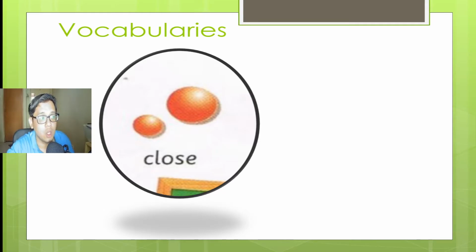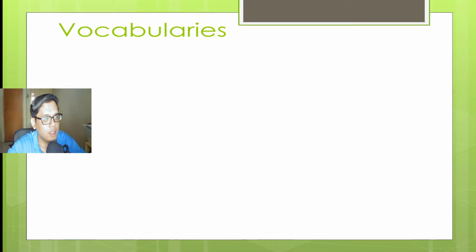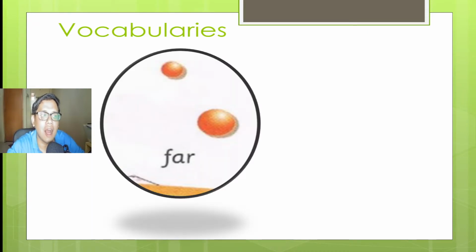Close. Close means very near. This is the Chinese meaning. Let's say this is the object. My hand I put very close to the object. My finger is close to the object. Close, very near. Okay, near. Close. And the last one is far.